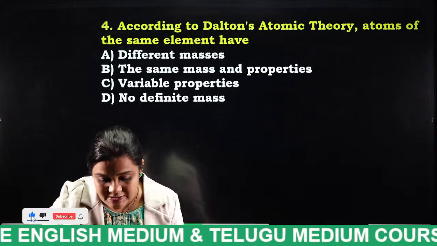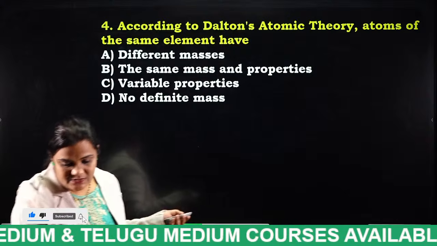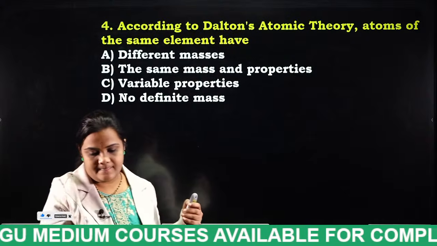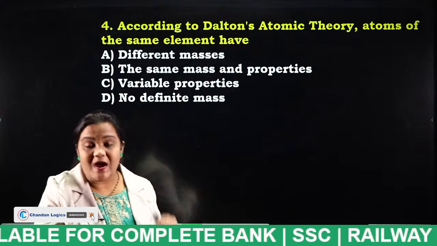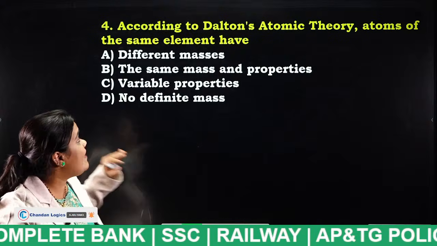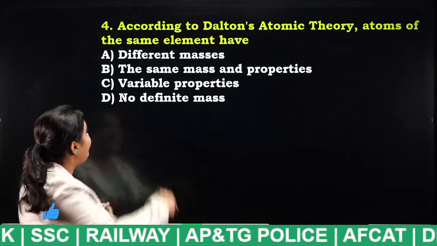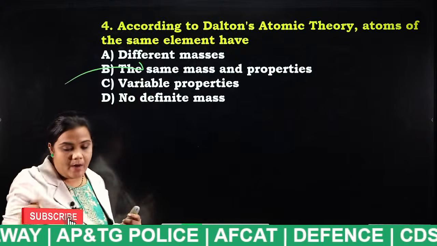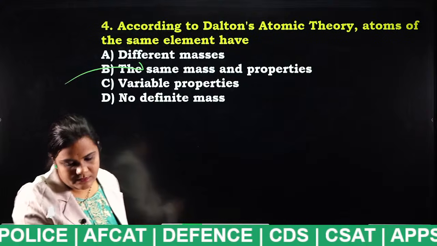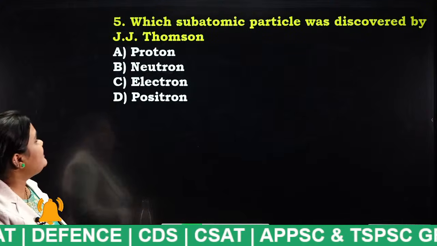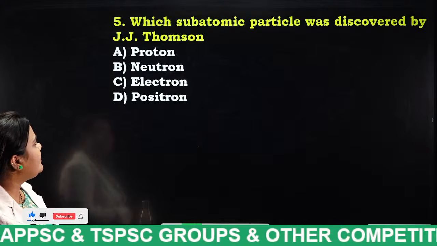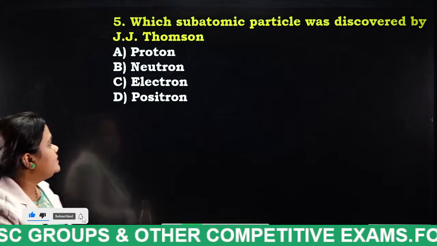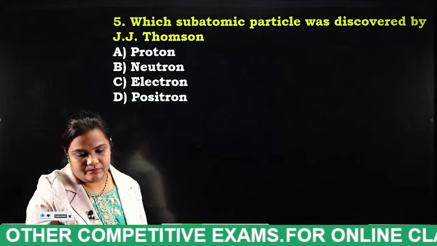And tell me, students, what is the answer for this question? Yes, very good. Atoms of the same element have the same mass and the same properties. Very good. Next, which subatomic particle was discovered by J.J. Thomson? Proton, neutron, electron, positron. Yeah, tell me, students.